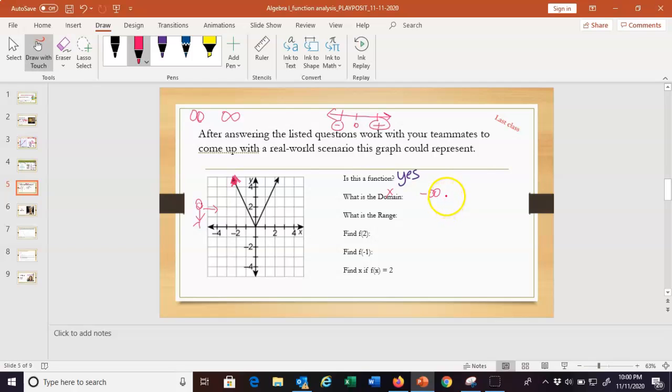All right, so then it's an interval, remember? So we're going to have a comma here. So it starts at negative infinity. And where does it stop?